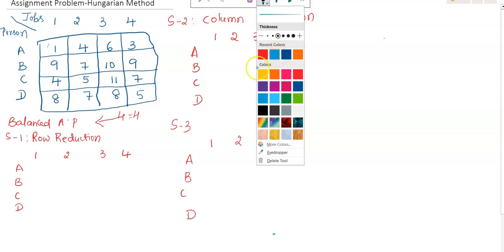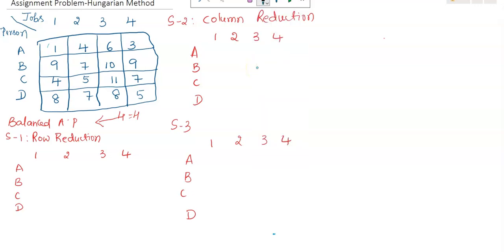The very next step is row scanning. In the row scanning, the least value in this row is 1. You have to subtract the least value from the entire row. So what you will get: 1 minus 1 is 0, 4 minus 1 is 3, 6 minus 1 is 5, 3 minus 1 is 2.